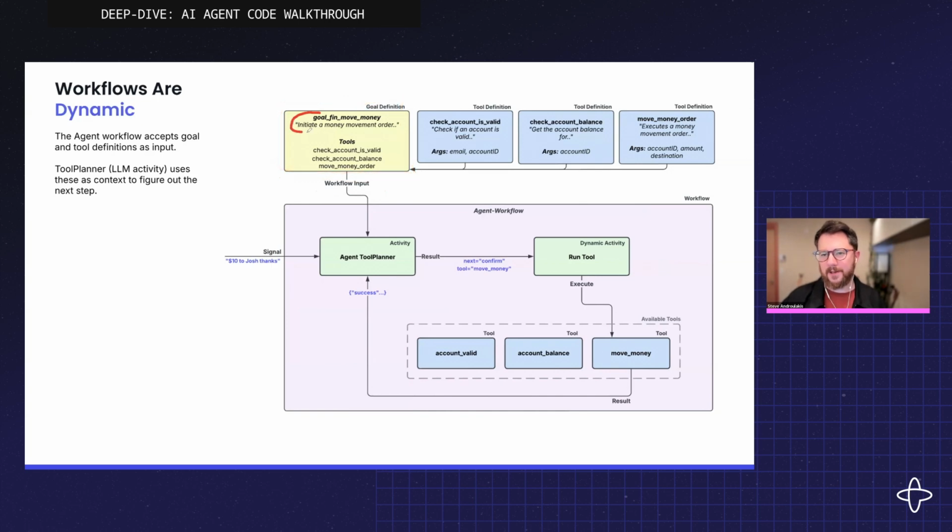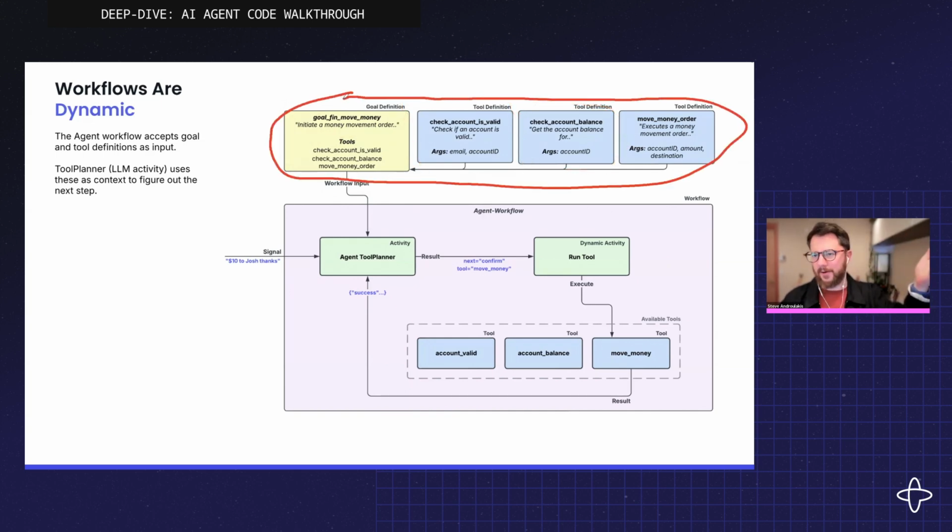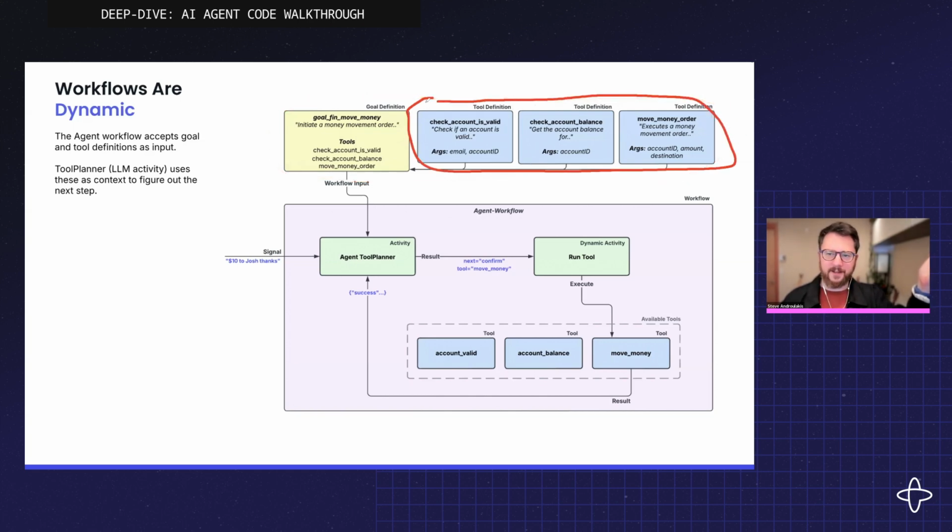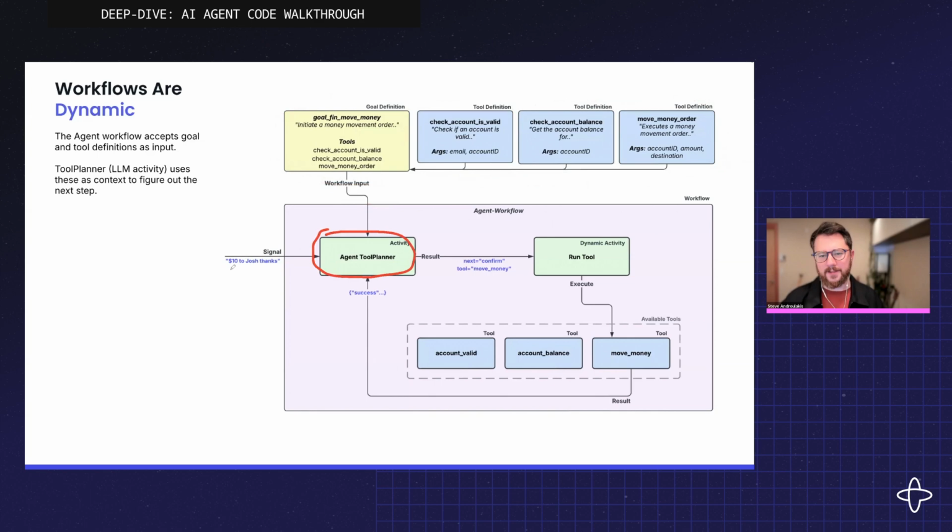But let's say we were feeding a goal definition with a description: your job is to initiate a money movement order, and you're going to use these tools to get to that goal. And by the way, the tools are defined like this, and each tool does this, this, and this. That sum of information, a goal or many goals and a list of tools it can use to get to the goal, comes in as workflow input and is then fed to the agent tool planner. So if I say "$10 to Josh, thanks" as my prompt, it uses this goal definition and tool definition in the agent tool planner to know what this means in context.